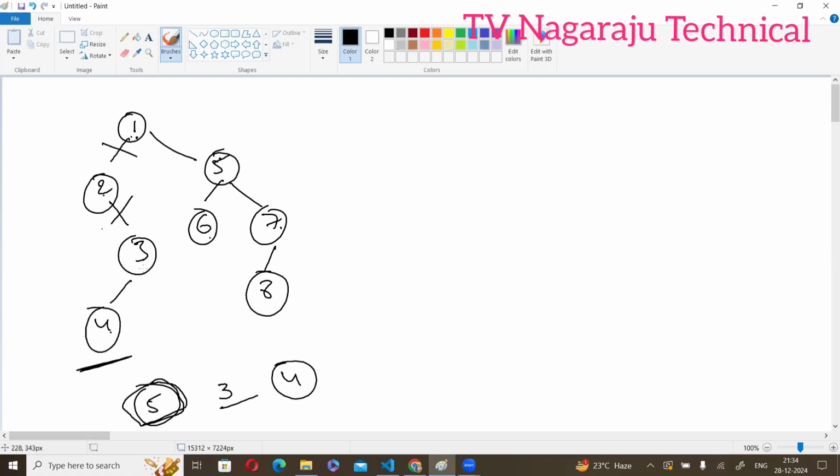Simple thing. 1, 2, 3. Here you need to move from the root node to the leaf node. How do you identify? It's a very simple logic. You need to use recursion. I am recursively moving to the left side. Assume this is stored in one variable L.